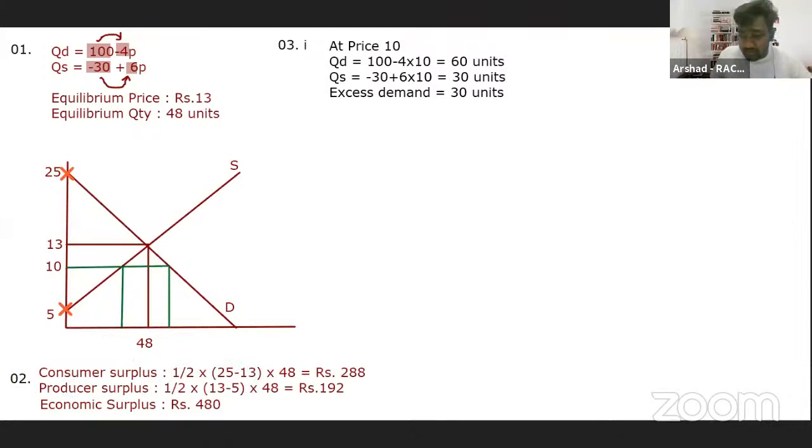So far, fine. Guys, how do I find excess demand? Simply demand minus supply. So according to our diagram, our demand is 60 units. Our supply is 30 units. So 60 minus 30, we have an excess demand of how much? Of 30 units. This is our excess demand. That's also sorted. Now let's go to the next question.